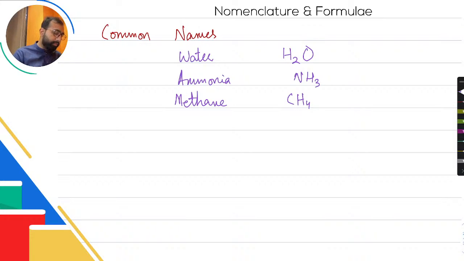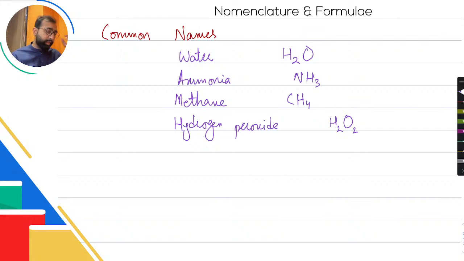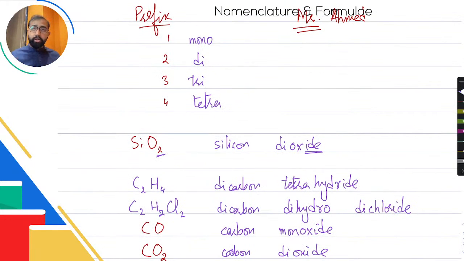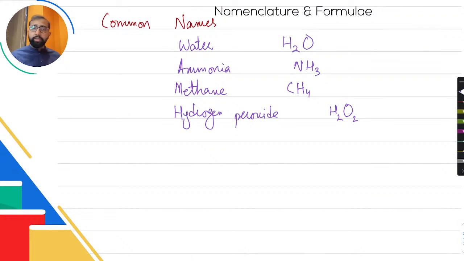Then we have hydrogen peroxide. Again, there's a reason why there is a per in there, but we don't need to get into that. So hydrogen peroxide, that's another thing that you need to know the name of. All right, so we have common names for the things. We have things that have names like mono, di, tri, tetra with the element in there, and then ide for the last one. And then we have common names for these 4 things that we should know about.